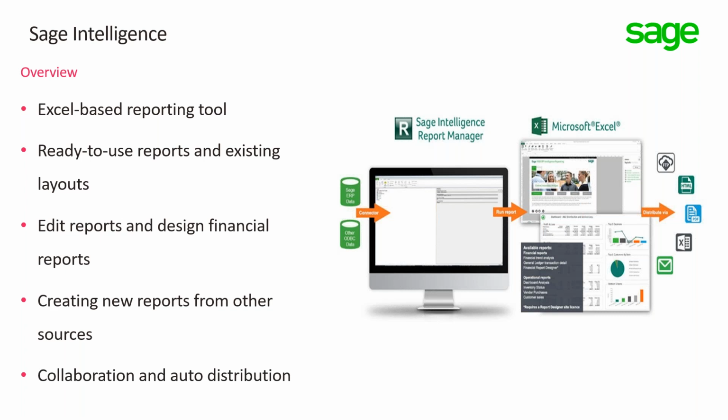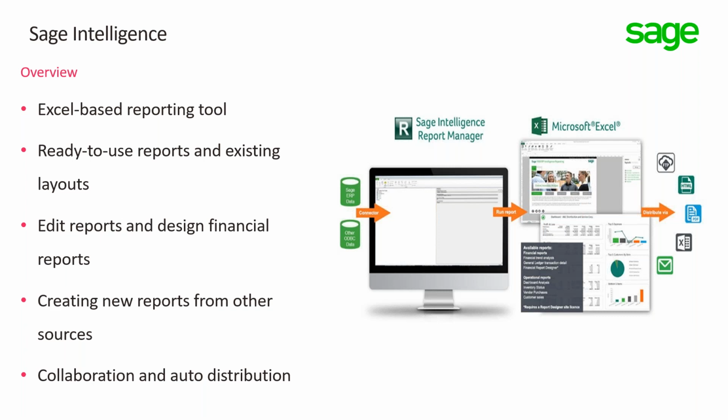Now, collaboration is very important to us. So we've enabled Sage Intelligence to allow you to send documents to these reports to groups, individuals, etc. You can send to a file. You can send as an email, FTP even, to a website as an HTML version. And you can also distribute it automatically.